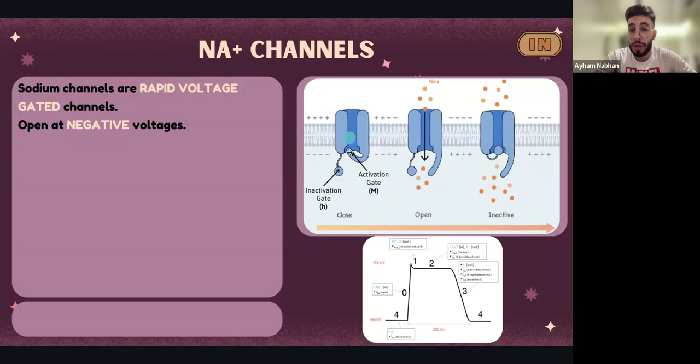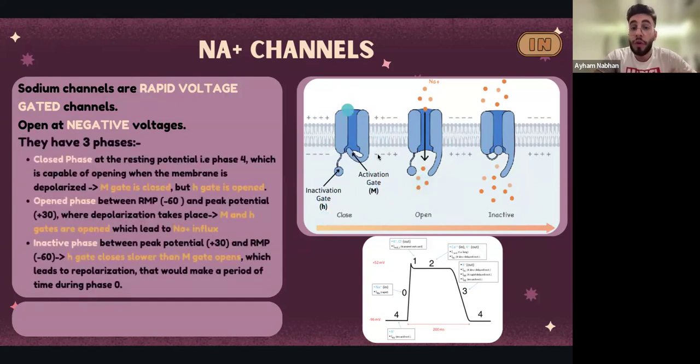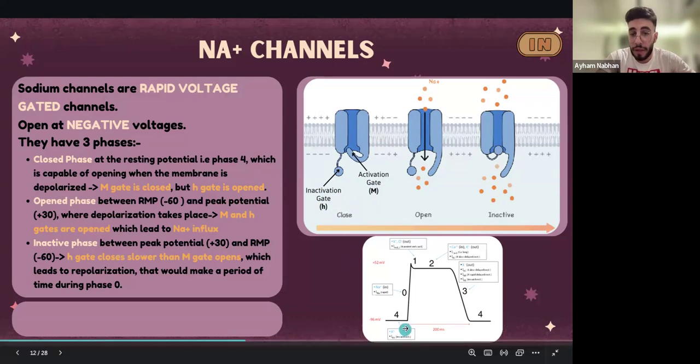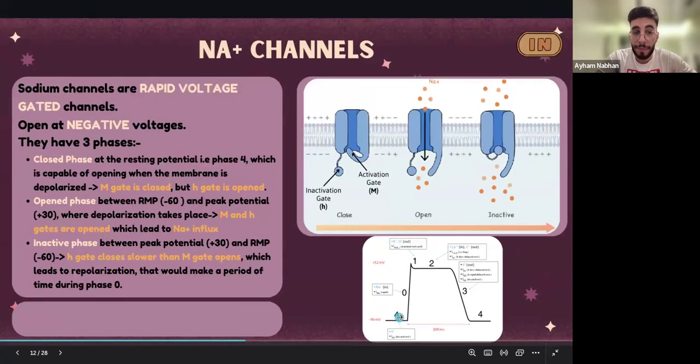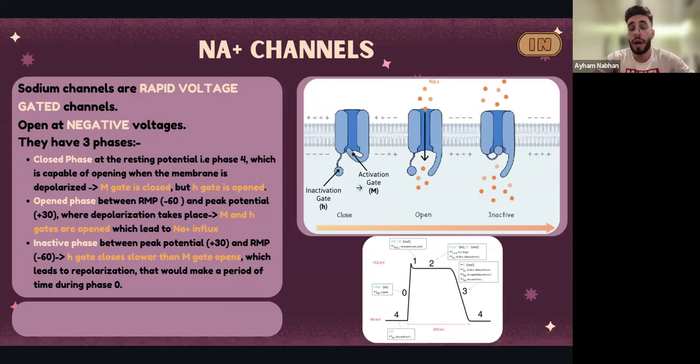Okay? They all have two gates, the inactivation gate and the activation gate. In the closed state, the activation gate is closed and the inactivation gate is opened, so sodium won't get in, and it is at the resting membrane potential, which is negative 60. As you can see in this picture down here, this is phase 4. The sodium channels are closed over here in the closed phase. They're going to be opened once sodium starts to get in. You're going to ask, how would sodium get in if the channels are closed?